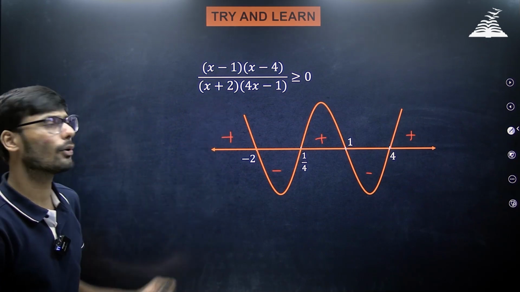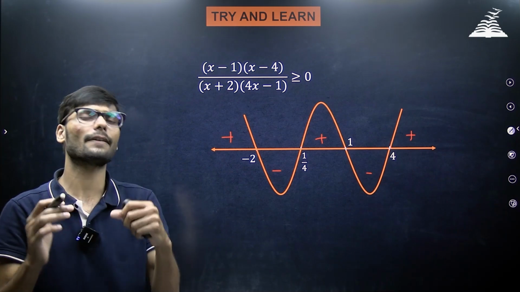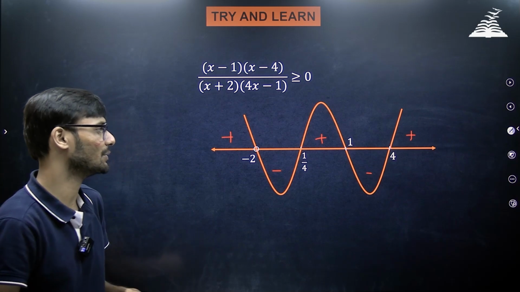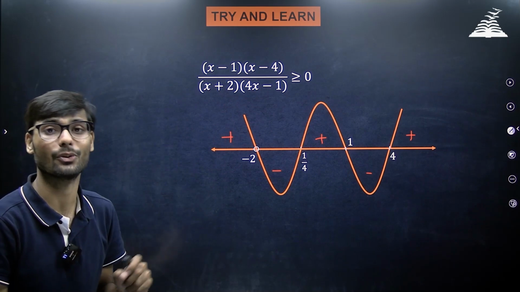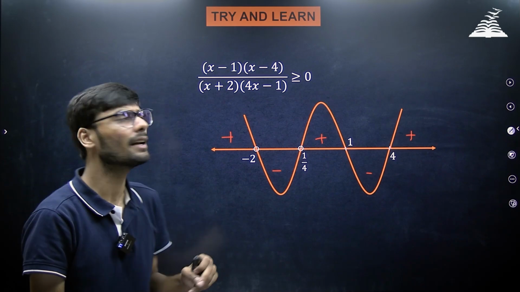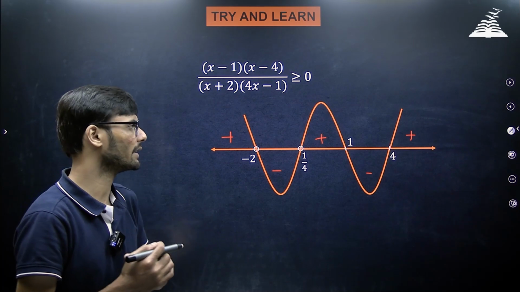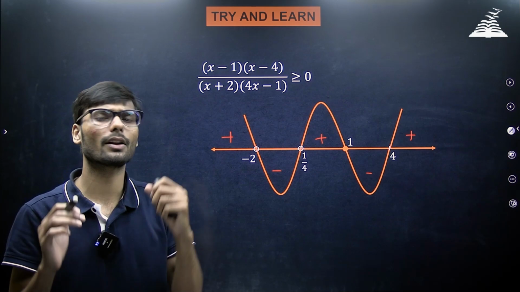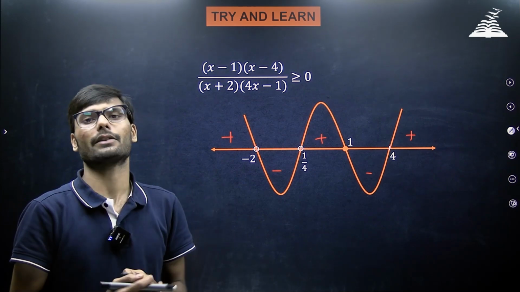Now, we will look at individual points as well. Can x be minus 2? If x is minus 2, the denominator becomes 0. So hollow dot at minus 2. What about 1 upon 4? The same case. It will make the denominator 0. So hollow dot at 1 by 4. What about x equal to 1? It makes the numerator 0, and we are perfectly fine with that. So solid dot at 1. Similarly, solid dot at 4 because it will make the numerator 0.